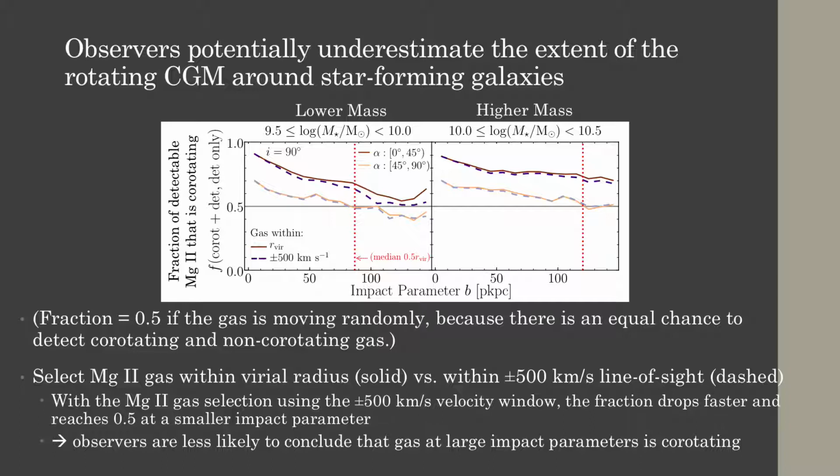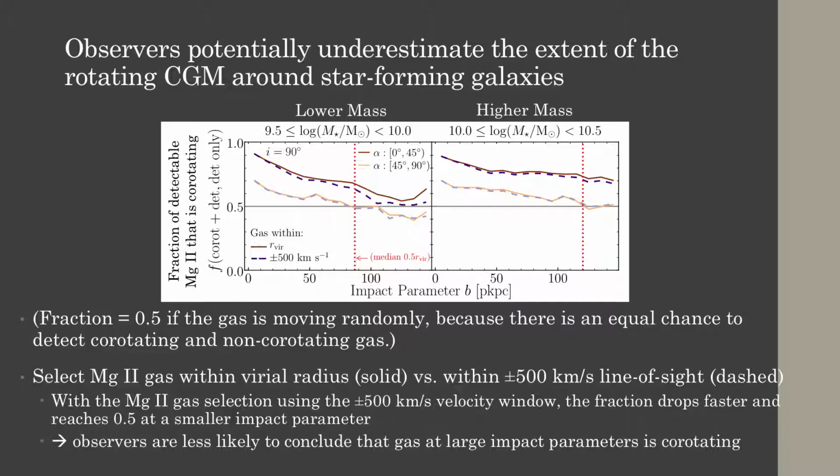First, let's focus on the solid lines, which show the results for the magnesium-2 gas within the virial radius of individual galaxies. Darker color lines mean regions closer to the galaxy major axis, and the lighter color lines mean regions closer to the galaxy minor axis. We see the darker lines lie above the lighter lines, which reiterates the result that corotating magnesium-2 gas is more likely to be detected near the galaxy major axis. And we see that it's possible to find corotating magnesium-2 gas out to 100 kiloparsecs or even further.